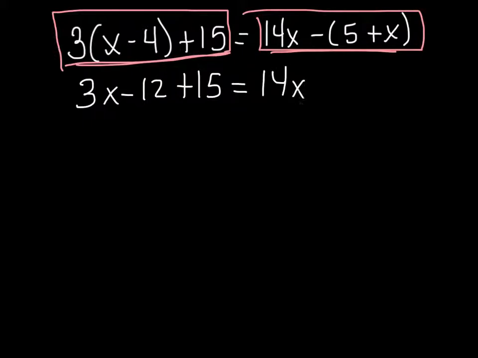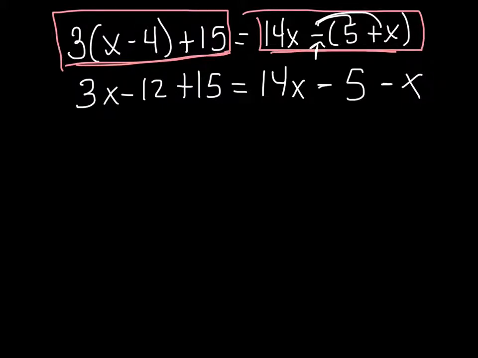I have to distribute this implicit negative 1, minus 5 minus x, because we distribute that to both terms through multiplication. It's one negative group of 5 plus x. And over here, just to remind you, this was 3 groups of x minus 4.